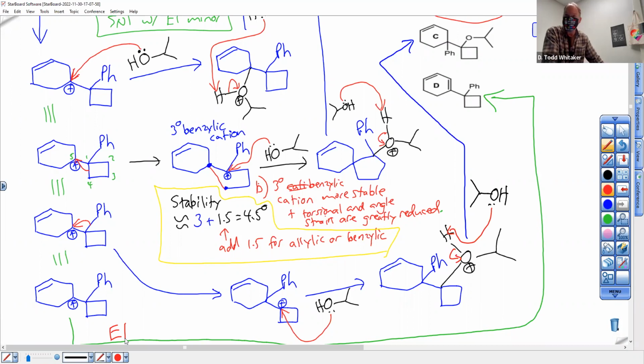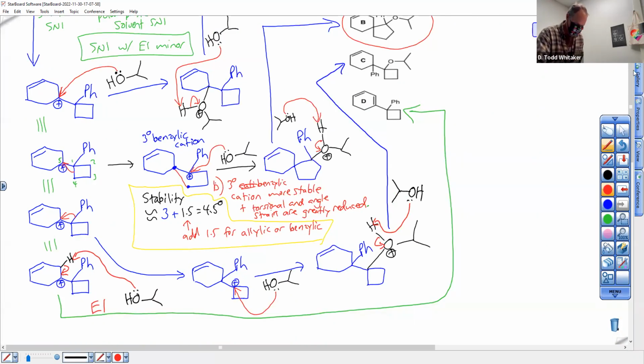You can't just randomly pick an H. The H from the top right. Draw it. Remove it using the solvent. Make pi. That's it. Big picture. Whole deal.